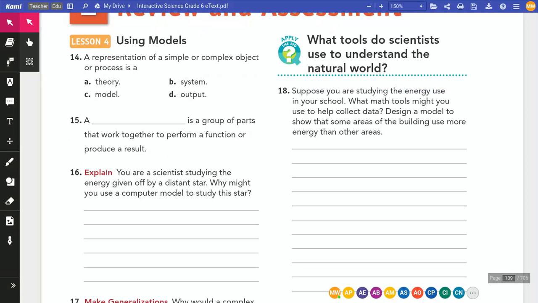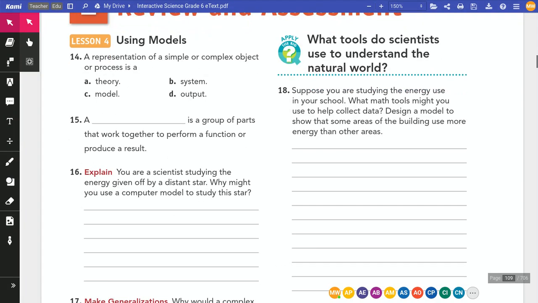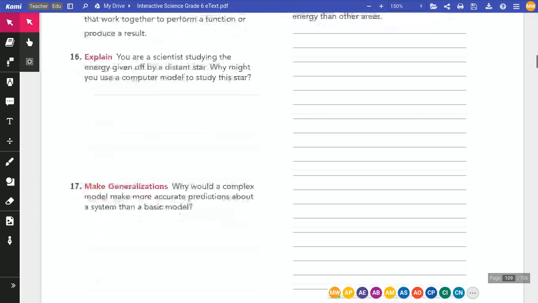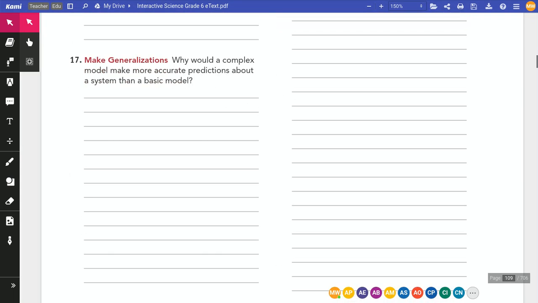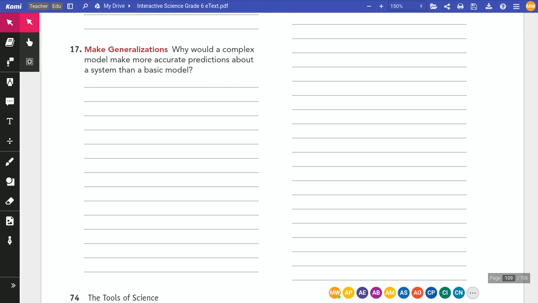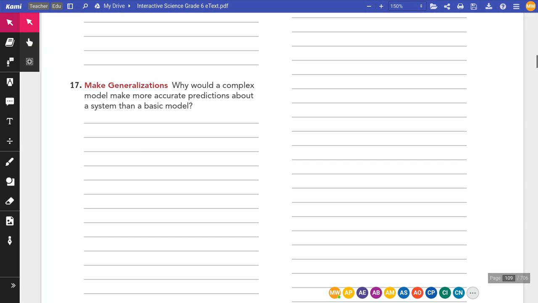16. Explain. You are a scientist studying the energy given off by a distant star. Why might you use a computer model to study the star? 17. Make generalizations. Why would a complex model make a more accurate prediction about a system than a basic model?